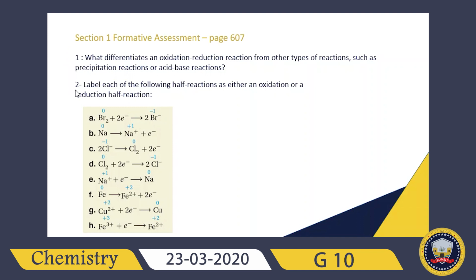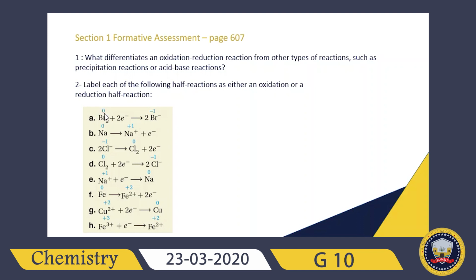Let us move to question number 2. Question number 2 says, label each of the following half reactions as either an oxidation or a reduction half reaction. This question is so important, guys. Let's start answering it together. So for A, we have this reaction, and we can see, in order to decide whether the reaction is oxidation or reduction, we should pay attention to the oxidation number of this atom or this ion.